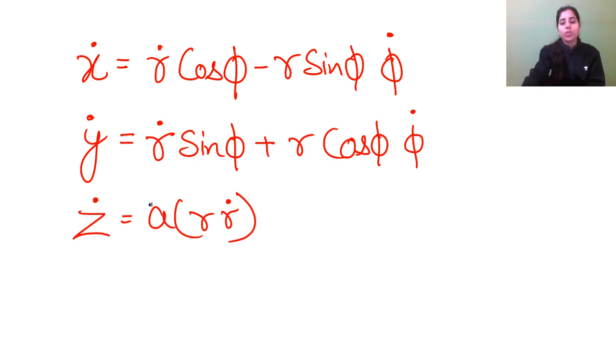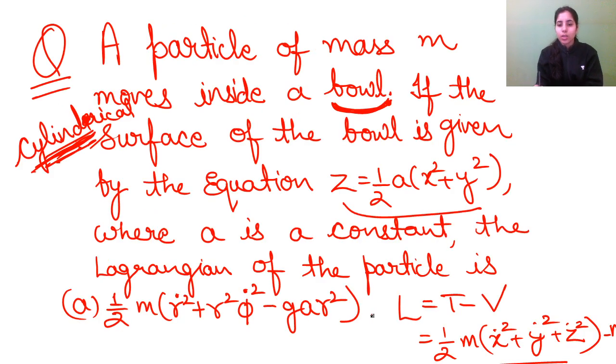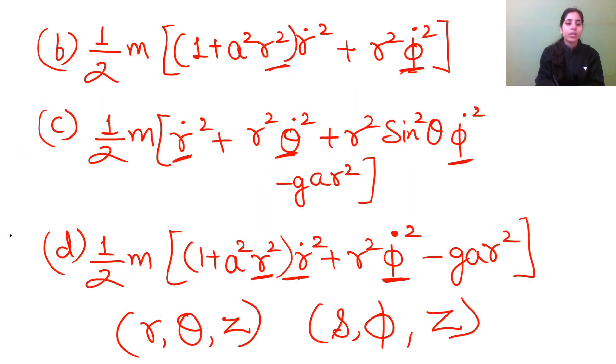Just put these values in the expression, which is this one. Clear? Just a second. Yeah, this one. Clear? So half m x dot square plus y dot square plus z dot square minus mgz. So when you will put those values here, your expression will directly match with option D, and that's going to be your right answer.